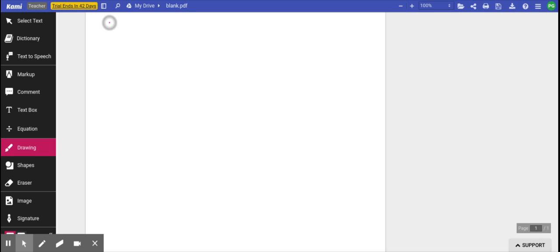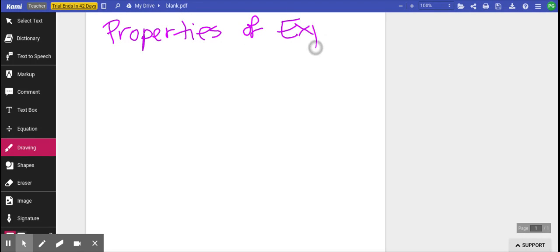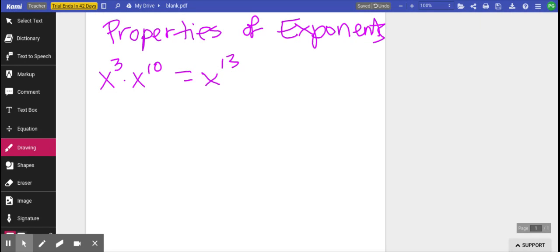Hi, we're going to do some practice with properties of exponents. The first thing I want to talk about is if we are multiplying two expressions that have the same base, x cubed times x to the 10th. When two expressions have the same base, you keep the base and then add the exponents.